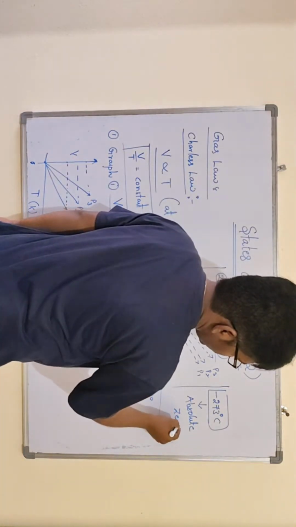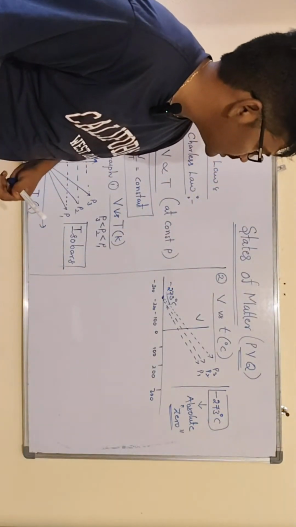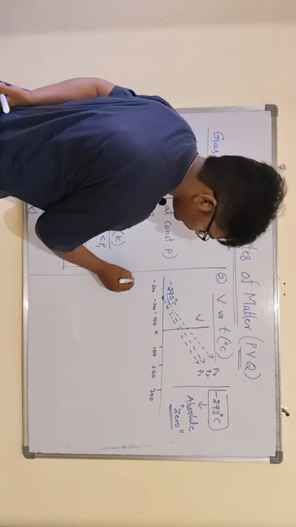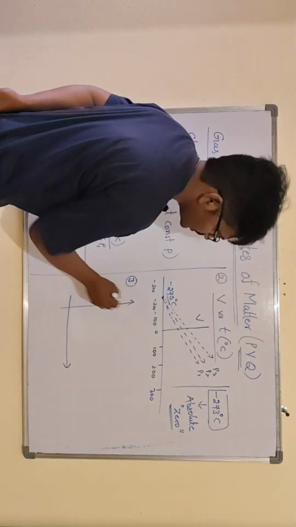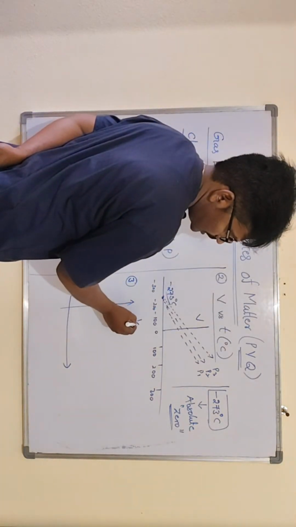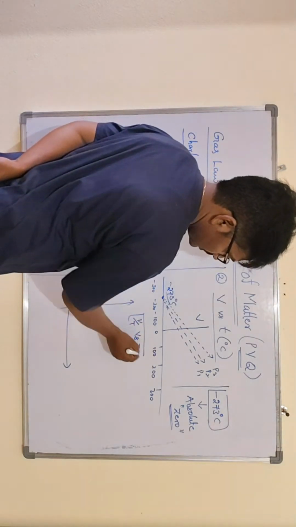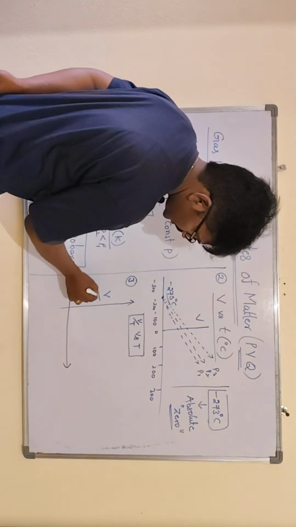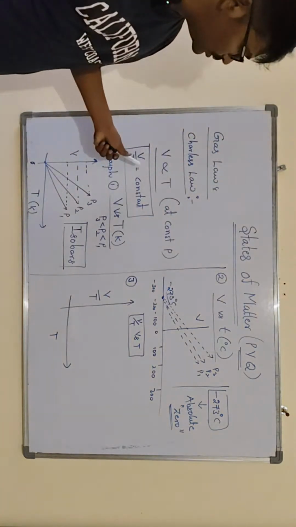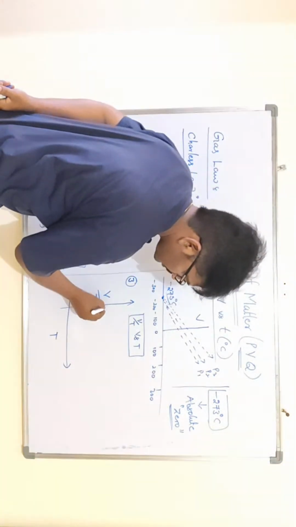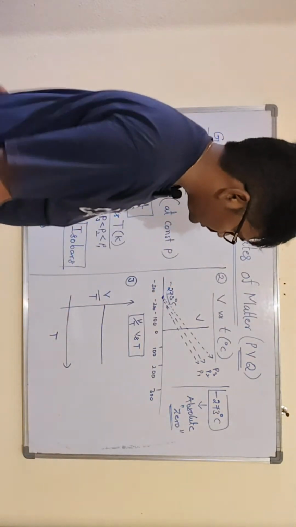Absolute zero. Clear? These are the graphs for that. In the third graph, I told you that volume by temperature is constant. So if we take the graph of volume by temperature versus temperature, since volume by temperature is a constant, we get a straight line parallel to the temperature axis.